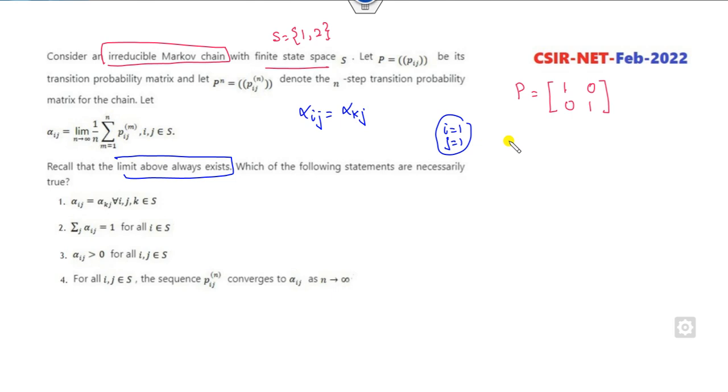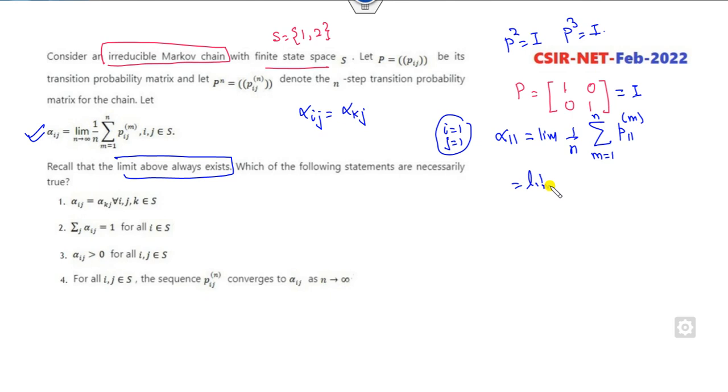What is that? It will be alpha 1,1. What is the definition of alpha ij? It is the limit as n approaches infinity of 1 by n times the summation, m from 1 to n, of P 1,1 of m. Now you can see this is the identity matrix. If I find P square, it is also I. If I find P cube, it is also I. So the one step probability is 1, the two step probability is 1, and so on. How many summations are there? n, so n by n is 1. So alpha 1,1 will be 1.